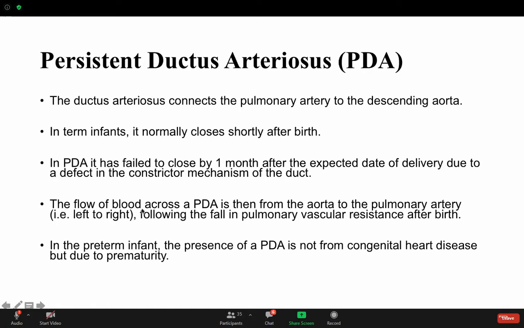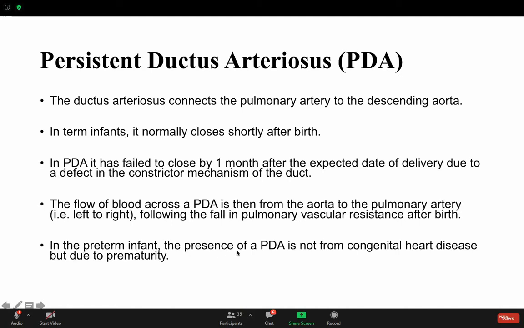Okay, the flow of blood across a PDA is then from the aorta to the pulmonary artery, meaning from the systemic to the pulmonary system, that's why we call it left to right. This follows the fall in pulmonary vascular resistance after birth, because the aortic pressure is higher than the pulmonary artery, so blood goes from the aorta to the pulmonary artery.